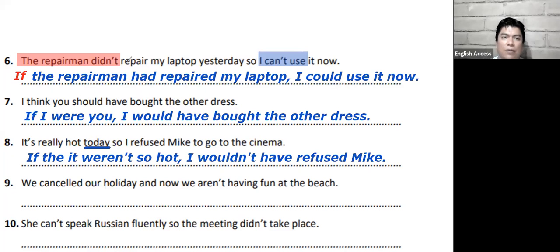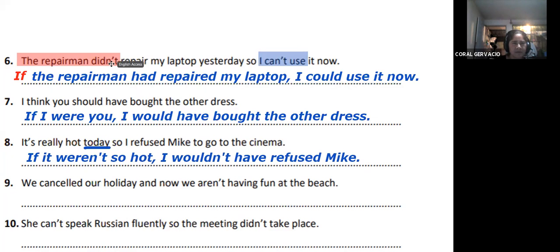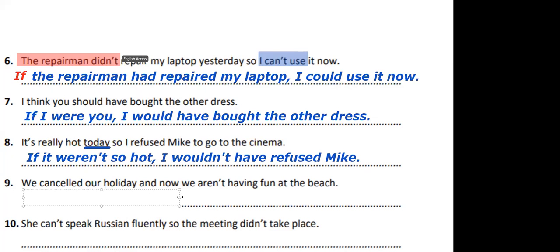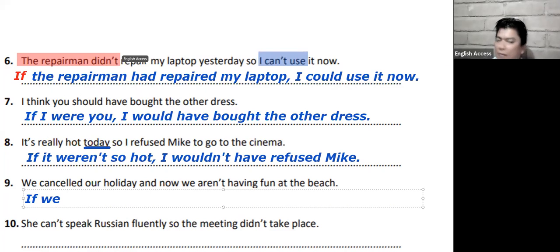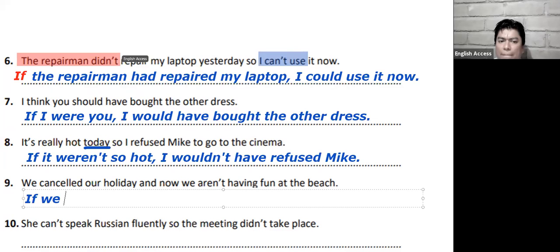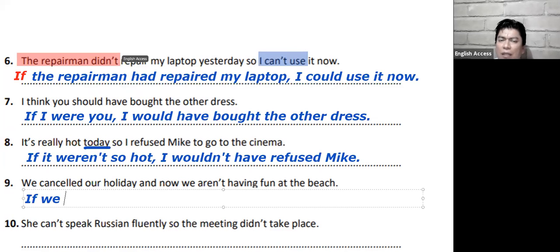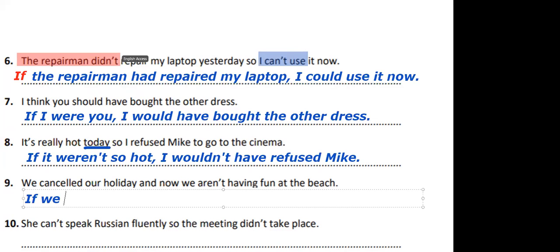Teacher, is it correct to say "if they weren't"? No, that's incorrect. The next one, I don't know if it's correct. "If we were cancel the holiday." No, you're still not using the structure. What is the structure? If plus what?